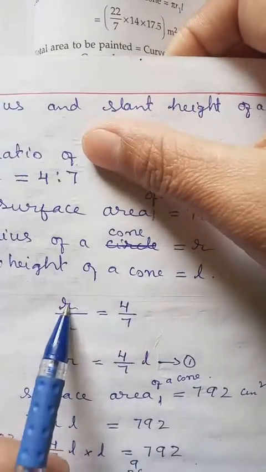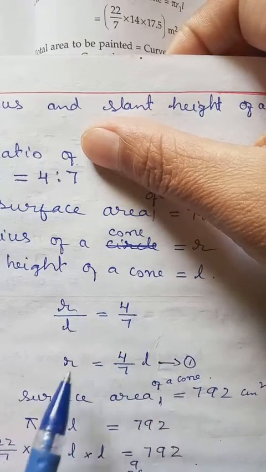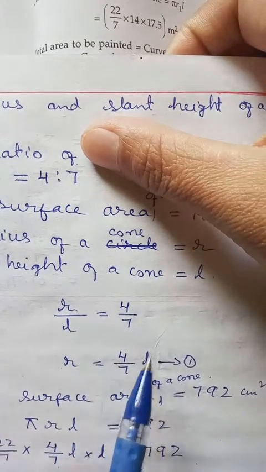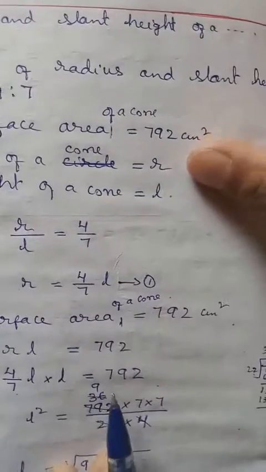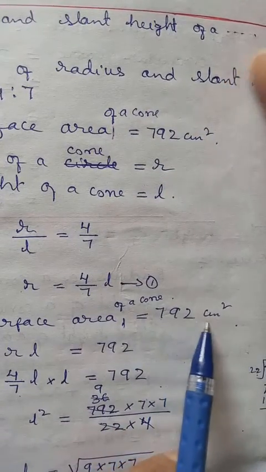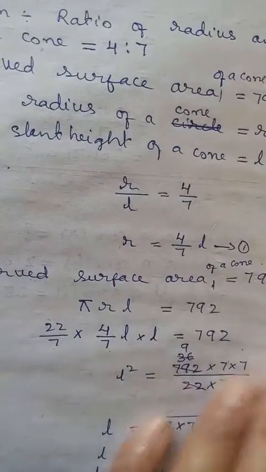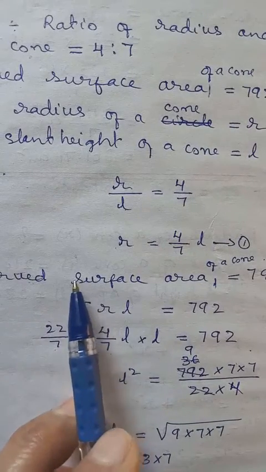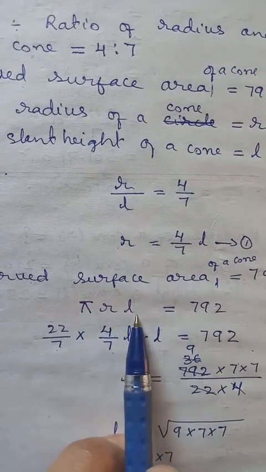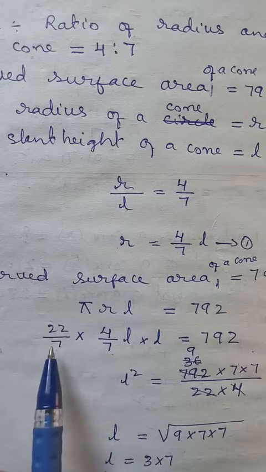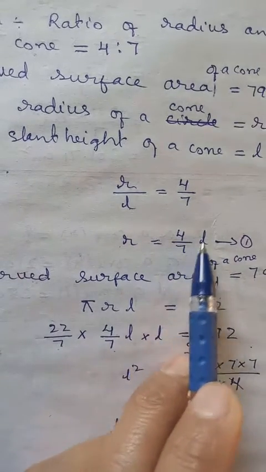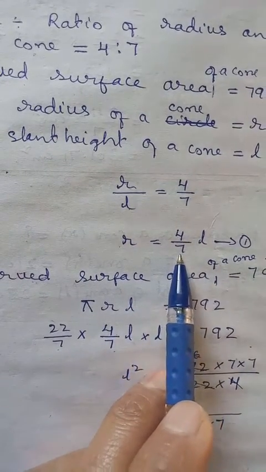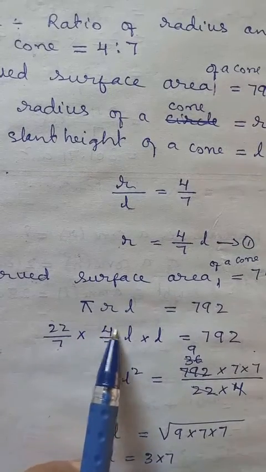So here R, we can transpose this one to that side. R will be 4 by 7 L. Then they give us the surface area of the cone to be 792 cm square. We know the formula for curved surface area. It is pi r L. Pi we know 22 by 7. R we get from here, okay? 4 by 7L. So instead of R, we can replace that.